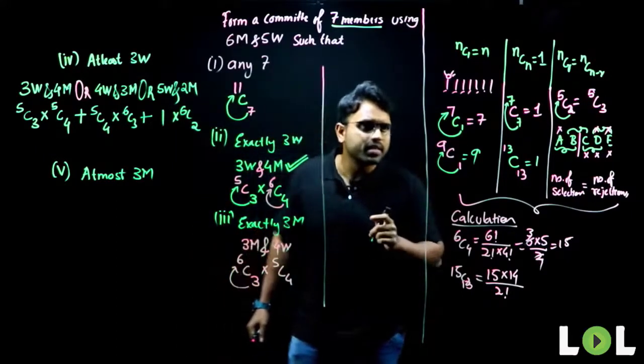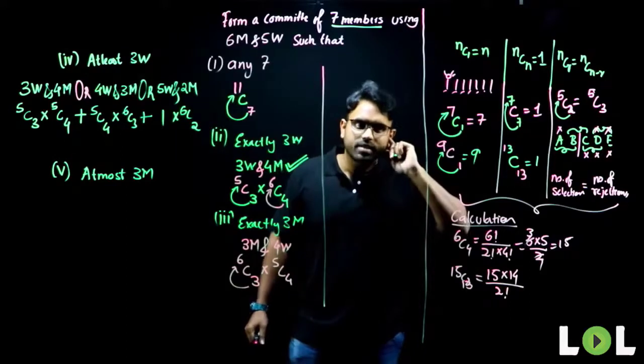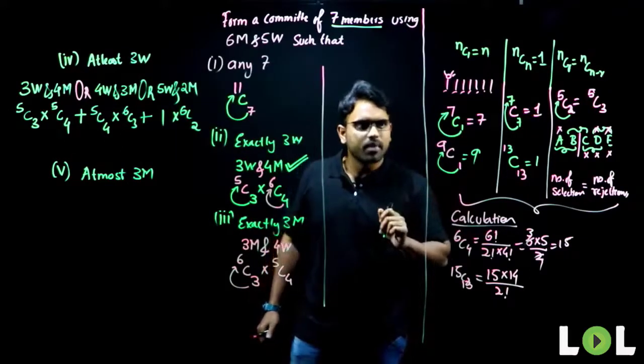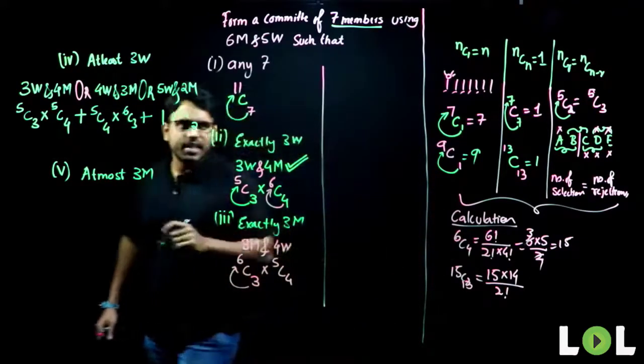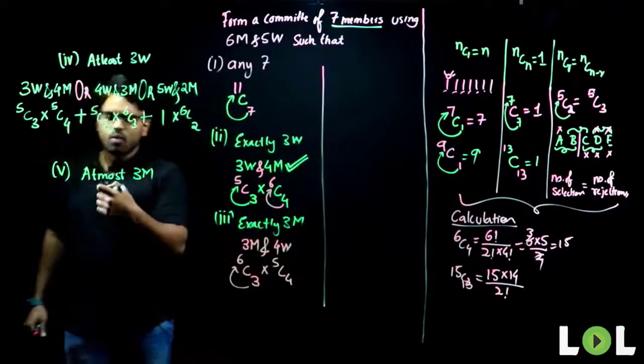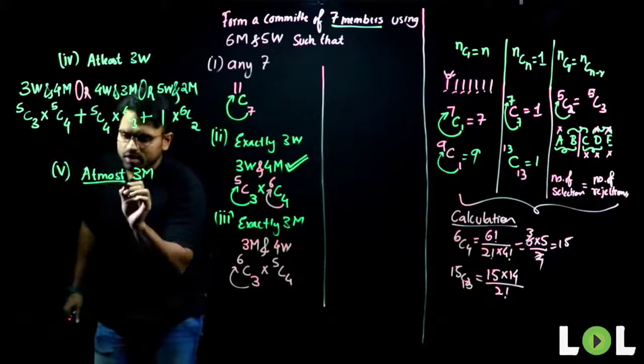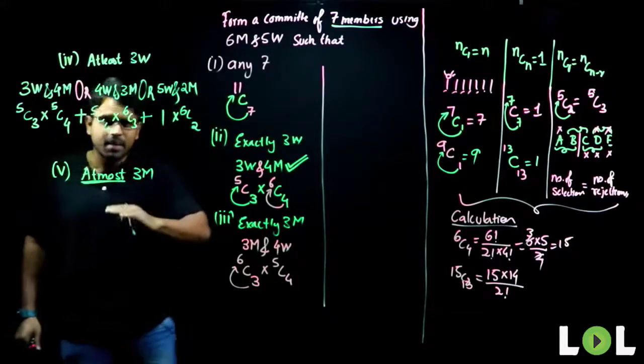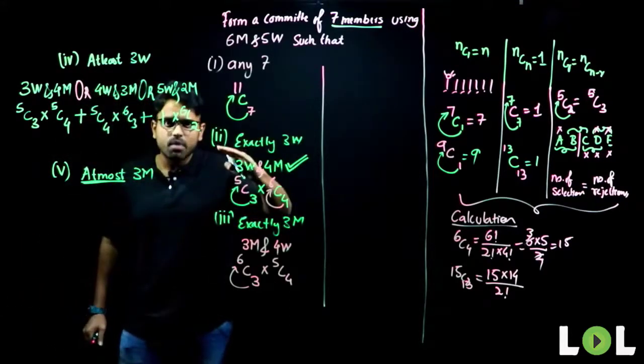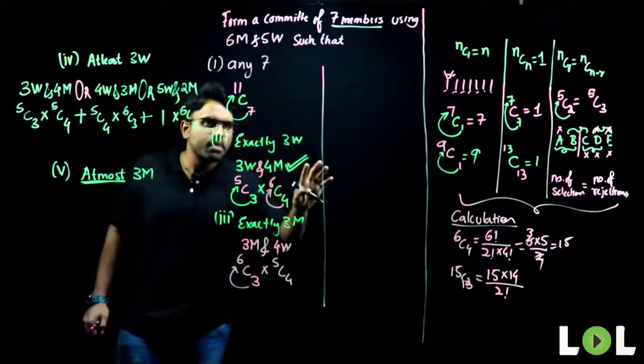Venkatesh has come up with an answer. Okay, let's get started. What will be the language part? At most 3 men, meaning at most. I'm underlining at most. What does it mean? Maximum. Maximum how many can be there? Maximum 3 men can be there.